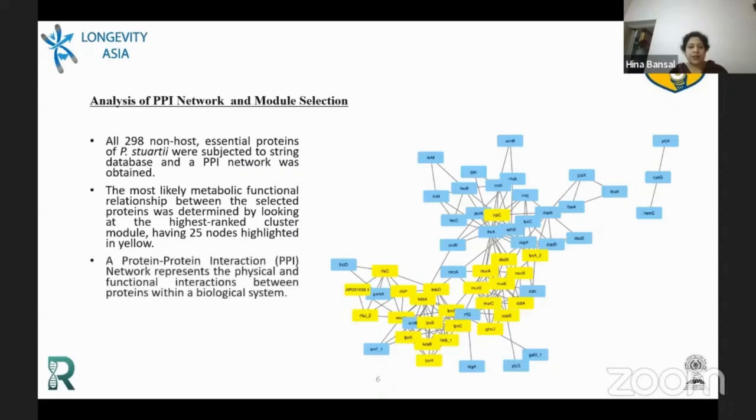A protein-protein interaction network represents the physical and functional interaction between proteins within a biological system. Understanding these networks is crucial for elucidating cellular processes and disease mechanisms.